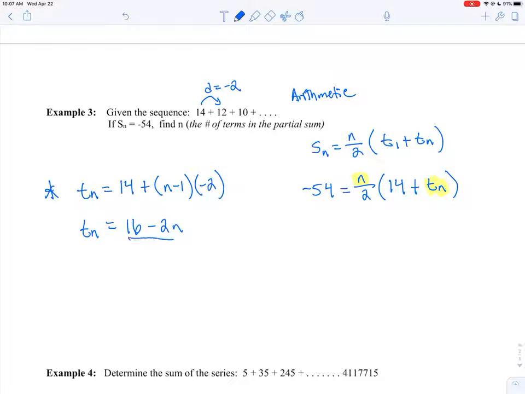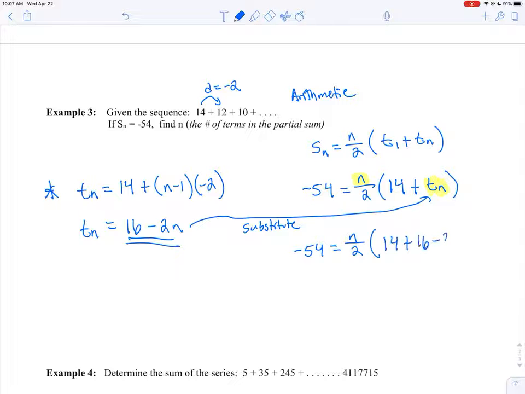So now we can take this value and substitute it into our second equation. Two unknowns, we set up a little system, we substitute this in. So at this point, we have -54 equals n over 2 times, we would be at 14 plus 16 minus 2n. This is the value right here that we just substituted in. Now we have everything in as just an n value, and we're going to be able to continue on and solve out the problem.